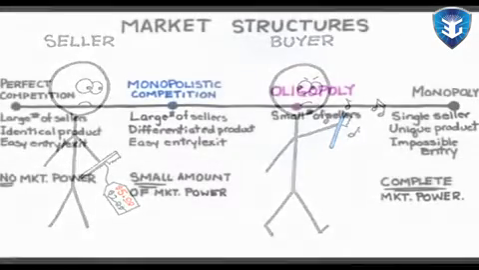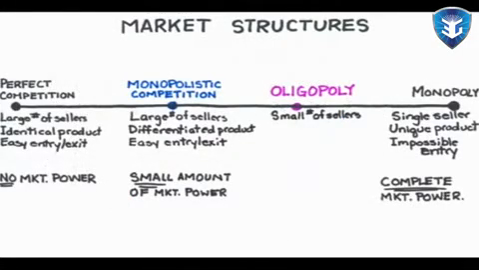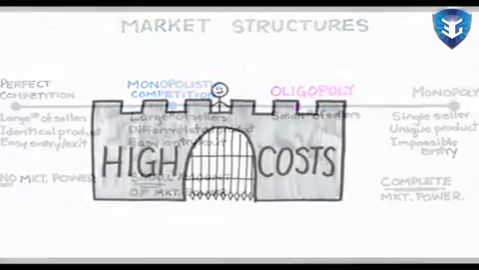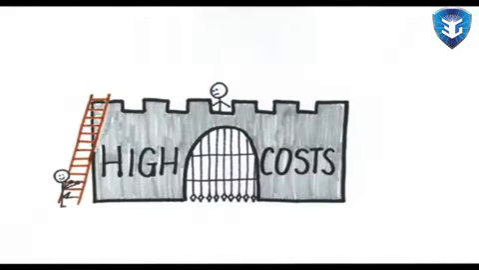An oligopoly? Well, the prefix olig means few, so I'll have a few large producers making up the market, each with a large amount of control or market power. There are some barriers to entry, so it's hard, but not impossible, to get in.